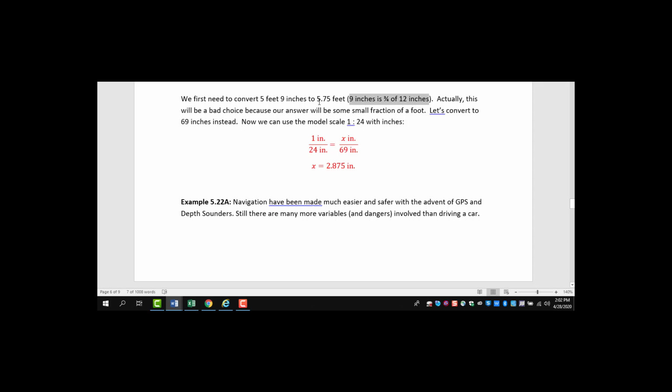69 inches, how would we do that, right? Well, we just take 5 times 12 is 60 plus 9, so that's how we get 69. So here's the unitless scale. Because we're dealing with inches, we're going to make this unitless inch to inch. Inches cancel, that's what makes it unitless. So set up a proportion, cross multiply and divide. The model figure would be 2.875 inches tall, and that'd be a 1 to 24 scale.